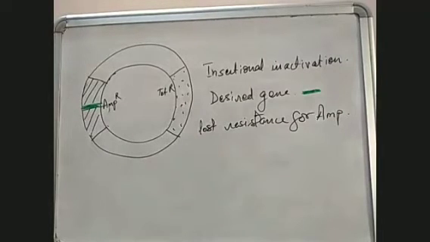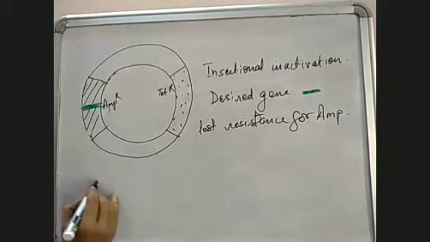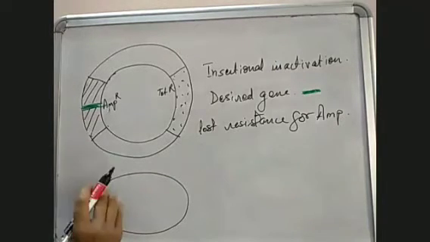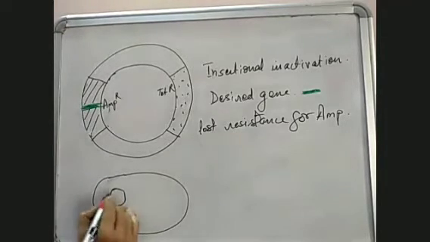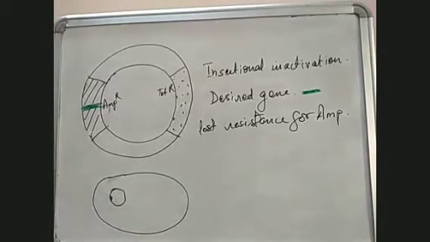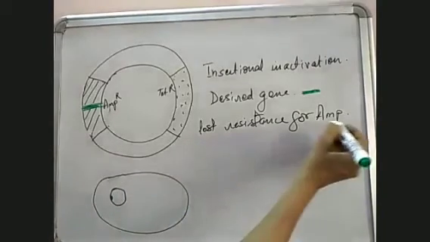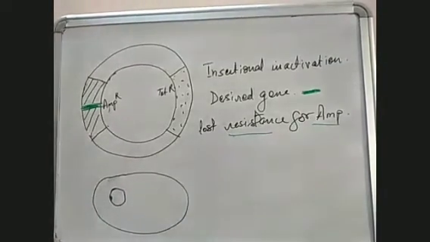So in this case, if this is introduced in the host, this bacterial cell, and inside we have this plasmid, which has our gene of interest, and this gene of interest is inserted in the ampicillin resistance gene, because of that, the resistance for ampicillin has been lost.